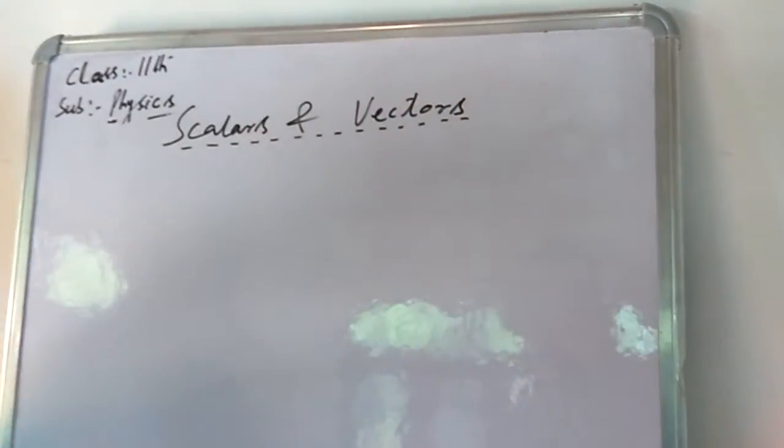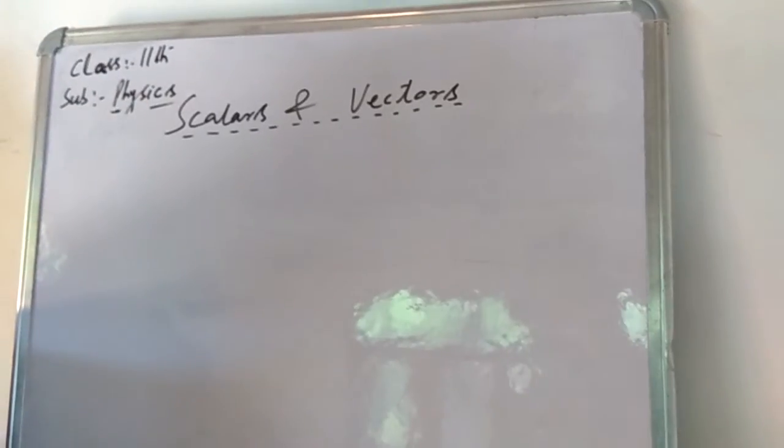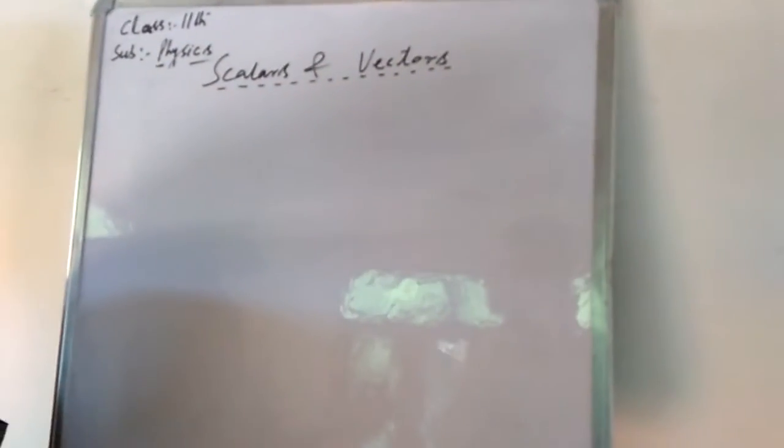Dear students, as you know, in this universe there are a huge number of physical quantities, and these physical quantities have been categorized into two types. Some are known as scalar quantities and some are known as vector quantities.